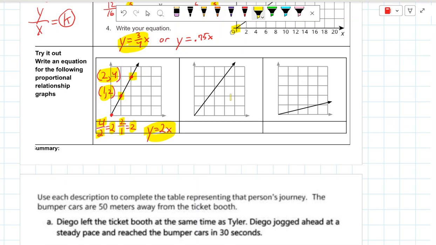So go ahead and pause the video and try the last two. Pause now. Here are the two answers. y equals 4/3 x and y equals 1/4 x. Remember, when you are working with your k values, make sure they are in simplest form. Now this is improper, but it is in simplest form. This is proper and it is in simplest form. So make sure you do that.